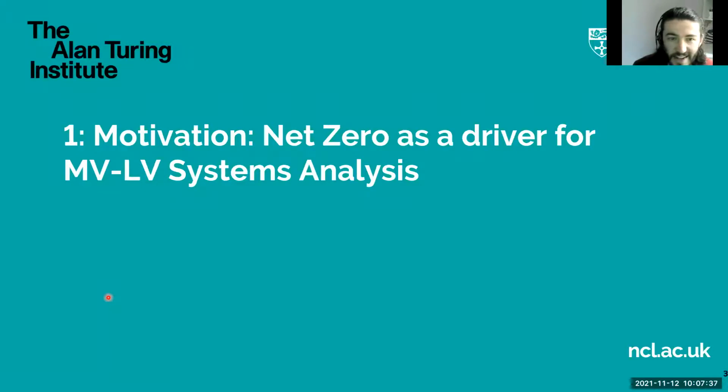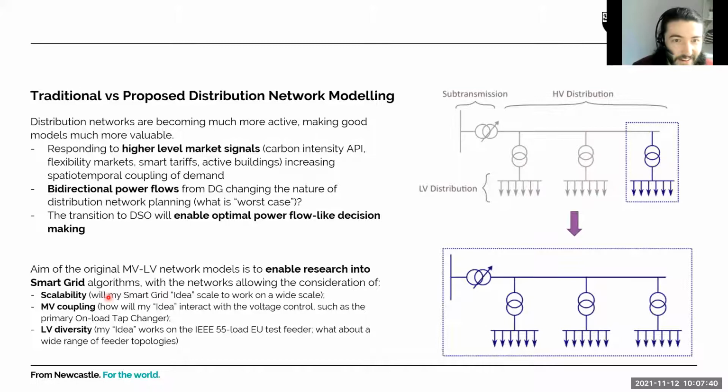I've put here that net zero is a motivator, because net zero is a motivator for everything, I suppose. But more generally, the reason this is becoming an interesting problem is net zero and the development towards much more active distribution networks. If you have consumers responding to market signals set at a level higher than your low voltage or medium voltage network, then everyone is going to be doing things at the same time. It could be responding to carbon intensity, which seems to be forever coming up, or flexibility markets.